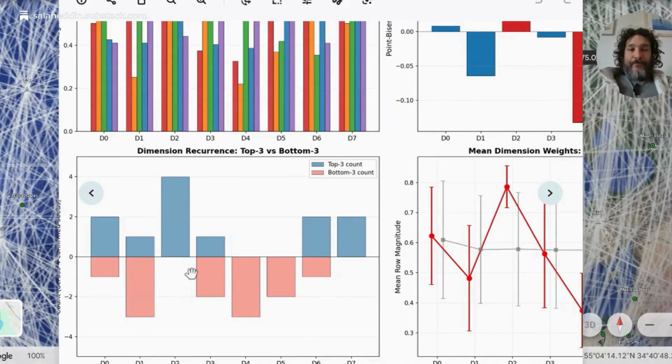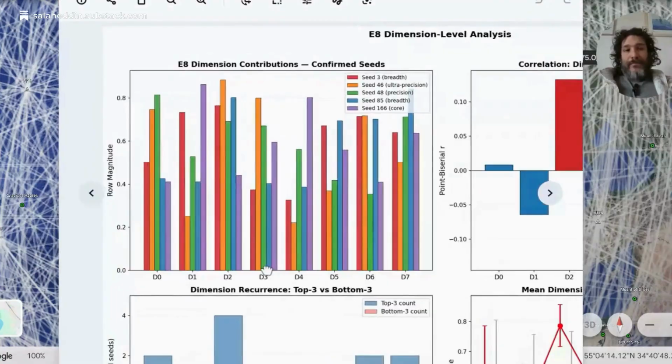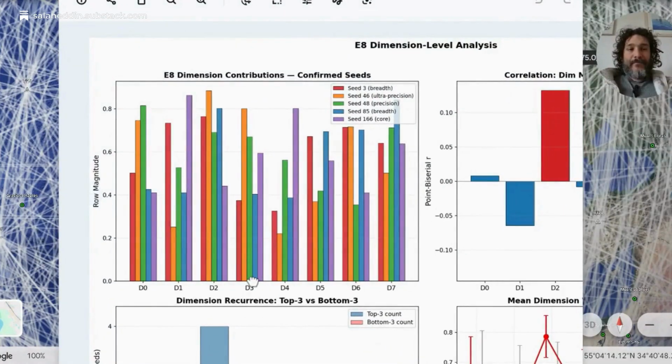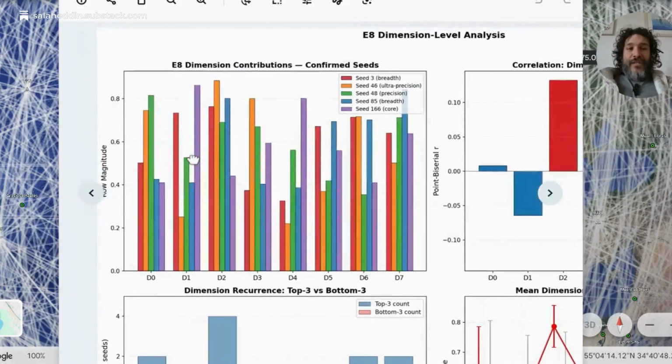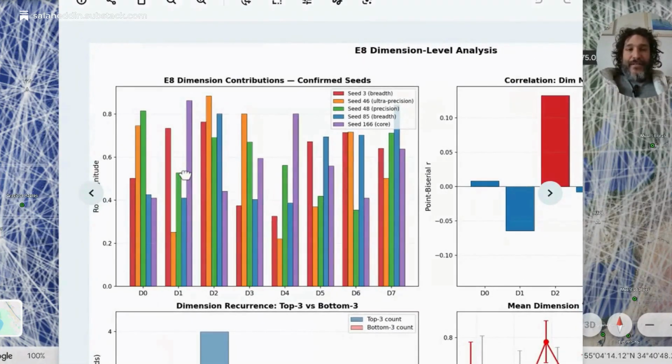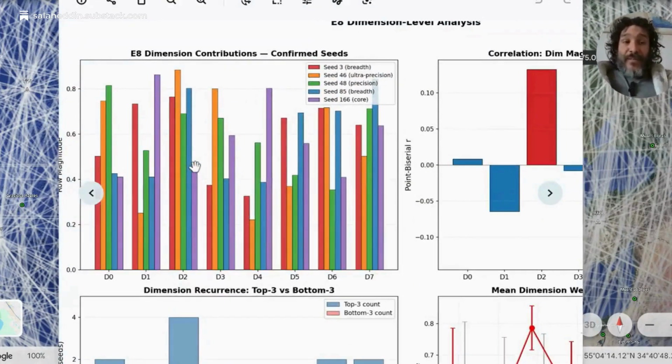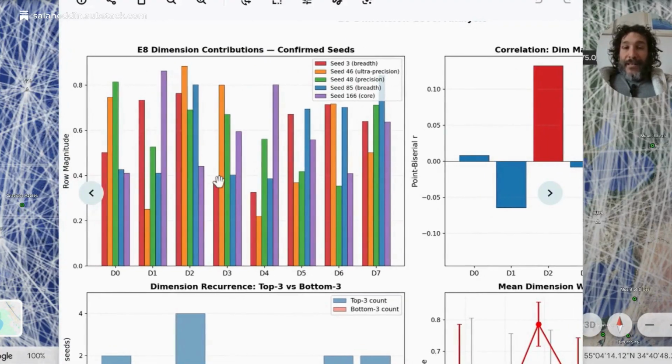So let's zoom to the top left now. There are grouped bars, and when we look at all 5 projections side by side, the 4 confirmed ones and the 1 suggestive case, which is seed 166 in purple, you can see how each one handles the 8 channels differently. The confirmed seeds all share this pattern of strong dimension 2 and weak dimension 4.